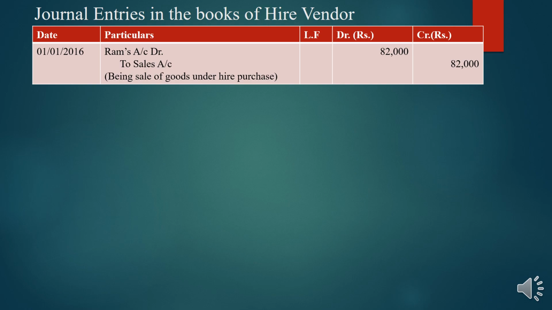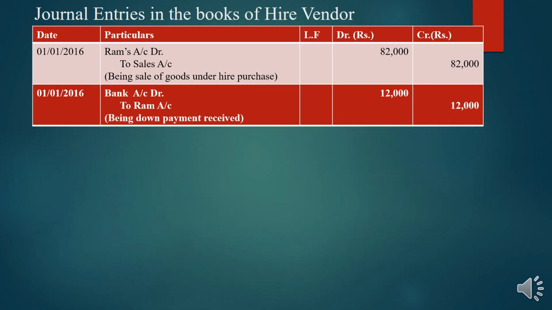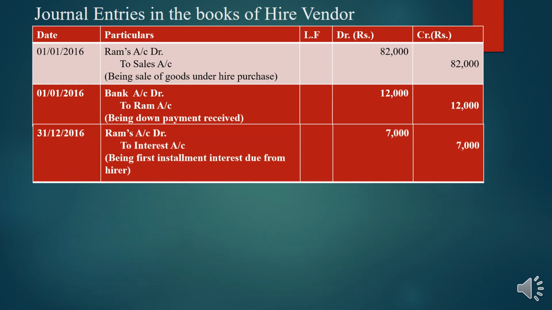Ram's account debit to sales account. Here Ram is the hire purchaser and it is a sale by the hire vendor. Next, on the same date, the hire vendor is going to receive the down payment. The journal entry is bank account debit to Ram's account. At the end of the first year, the installment amount is due from the hirer. The journal entry is Ram's account debit to interest account, 7,000.